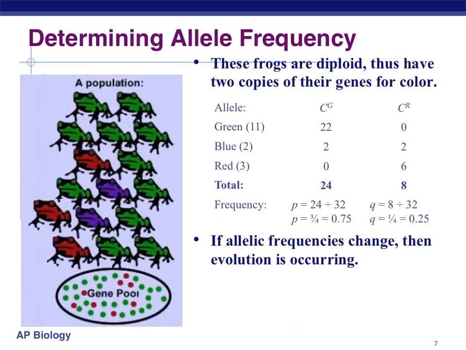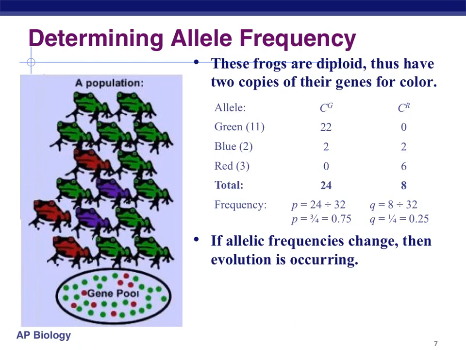So since there are 11 of them, technically there are 22 copies of this particular allele. Now, as far as the recessive allele, there'll be 0 copies of that because these green frogs are homozygous dominant, 2 of the dominant alleles. There are 2 blue frogs, and they have an even split of their alleles. They have 2 copies of the dominant allele, but they also have 2 copies of the recessive allele. These would be our heterozygote frogs, and they're blue. Our red frogs express our recessive trait, which means that they will have 0 copies of the dominant allele, but they'll have 6 copies of the recessive allele because there are 3 of them and they each have 2.